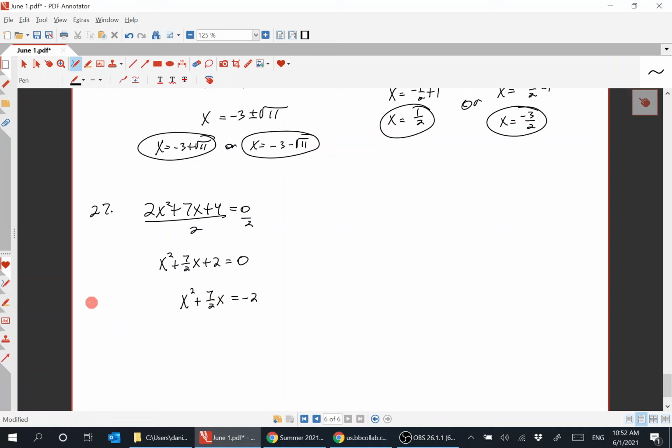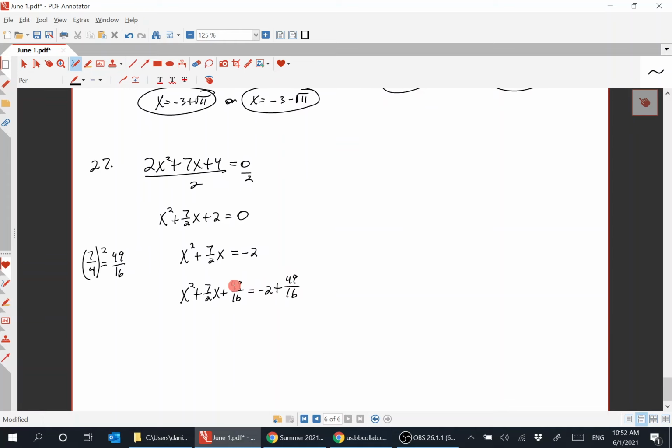7/2 divided by 2 is 7/4. Right? 7/2 divided by 2 is 7/4. Square it, 49 over 16. So now you're going to add 49 over 16 to both sides. So now this is a perfect square.